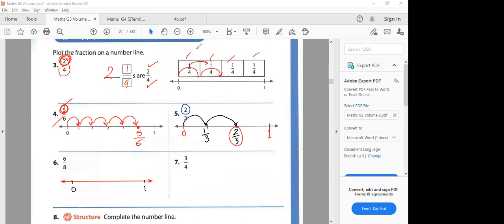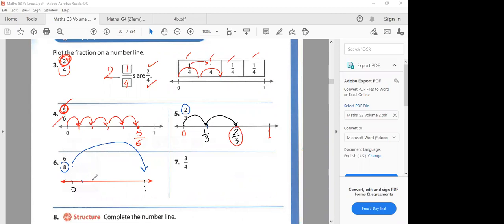Second step. We need to divide this space from 0 to 1. We need to divide it into how many parts? How many equal parts? Like the number down. We are dividing by 8, it is over 8. So you're going to divide this distance into 8 equal parts. Like this. Just count it.